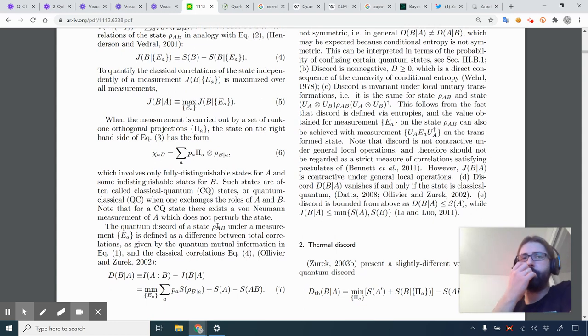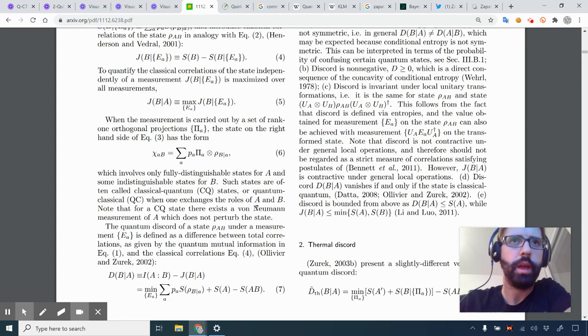Which involves only fully distinguishable states for A and some indistinguishable states for B. I have no idea what I'm reading. And or quantum-classical, QC, when one exchanges the role of A and B.